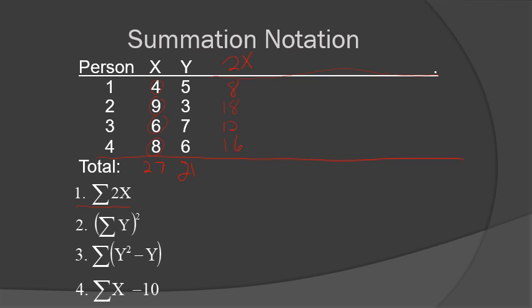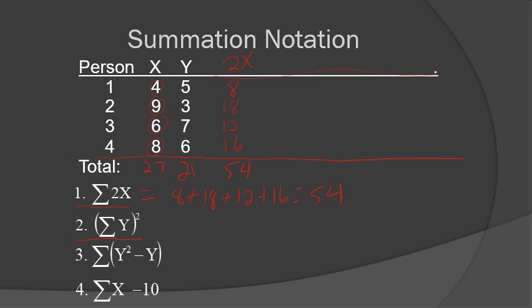We get 54. We could also do it like this. It's equal to 8 plus 18 plus 12 plus 16, but it's equal to 54. So the sum of 2 times x is 54.